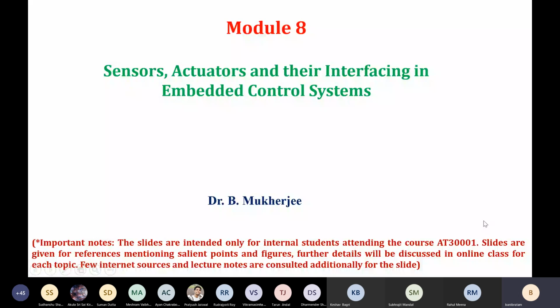Another important component of an embedded system is software, under which the different types of design and development will come.